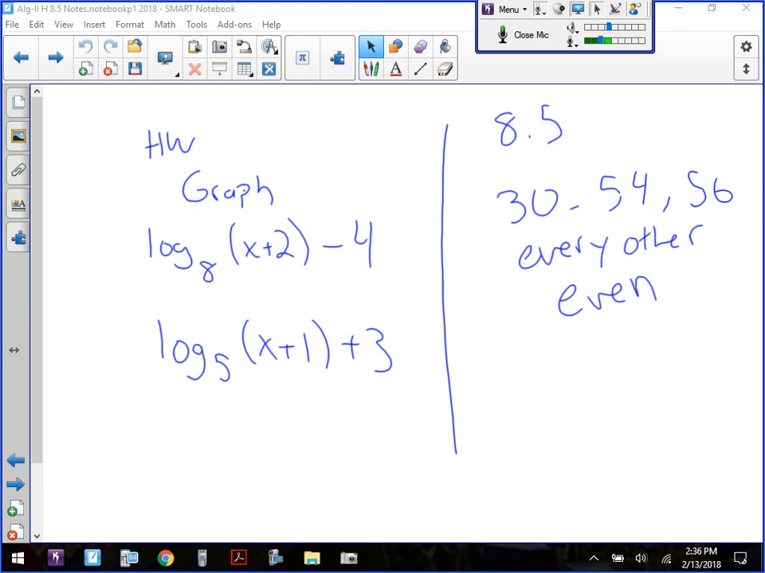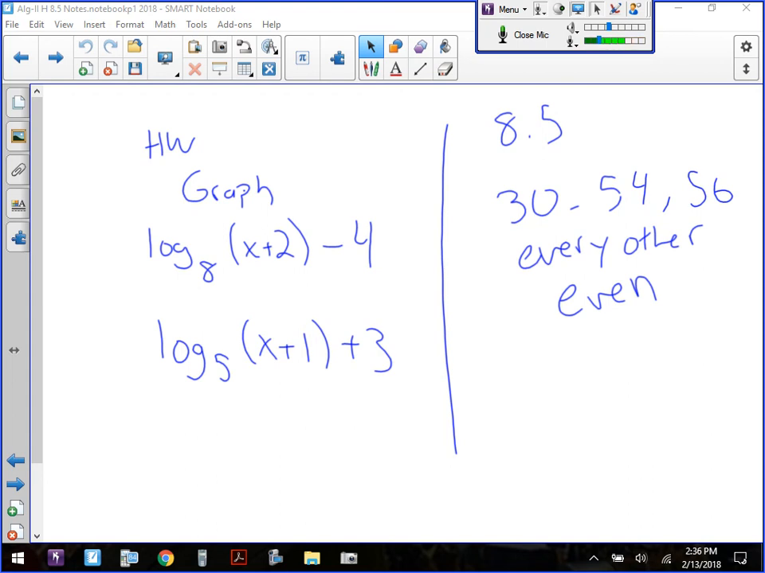But then the other part is 30 through 54 in section 8.5, every other even, as well as 56. Because as you get going into these things, they're really quick. I think really the only 2 that might be a little bit weird might be 54 and 56. I know 56 is a little bit weird if you're not careful. But if you followed through what we did on that last example with the natural log stuff, you'll be okay with 56. Tomorrow we'll knock out the equation stuff, and it should go rather easily.